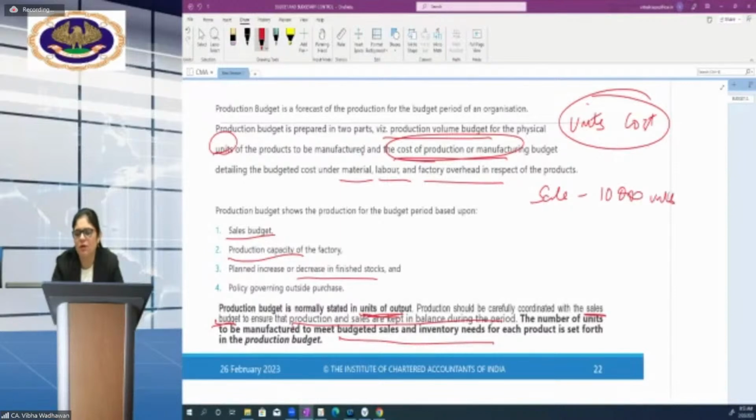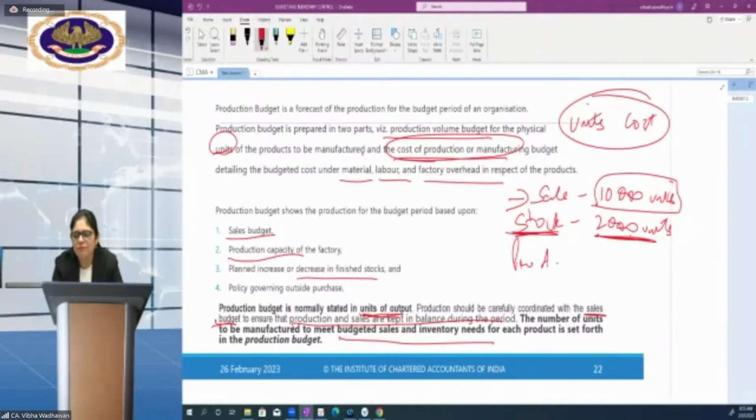So let us say if I have to make a sale of, let us say, 10,000 units. All right. And I already have a stock of 2,000 units. So the estimated sale is 10,000 units and I already have the current stock of 2000 units, that means I have to do the production. If there is no closing stock, I have to do the production for 8000 units. So the production budget is made based on the sales and the inventory I have.